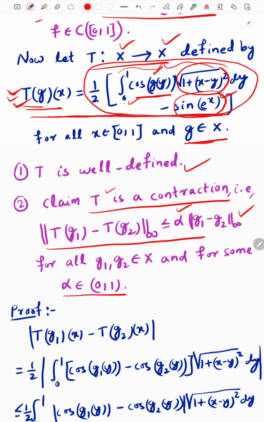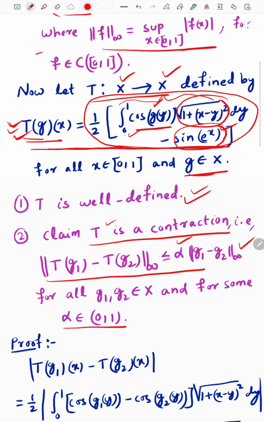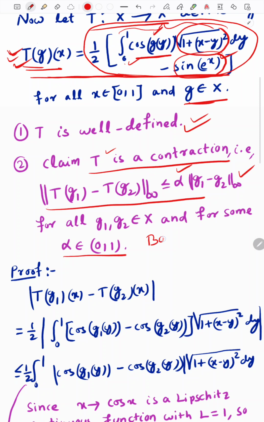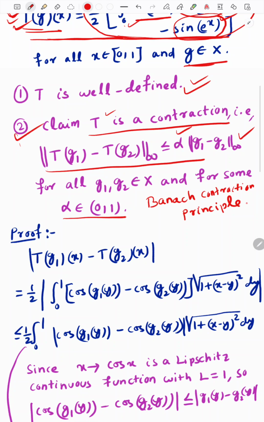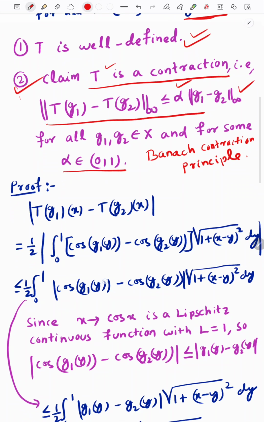Then by using the Banach contraction principle, it is required that T is well defined, meaning T mapping from X to X is a well defined function, and if it is a contraction then it has a unique fixed point. This comes from the Banach contraction principle, or Banach fixed point theorem. If you do not know it, then search on Google, you can find it. Okay, so our next target is to show that T is a contraction.